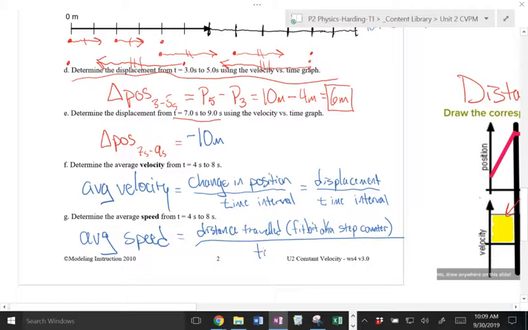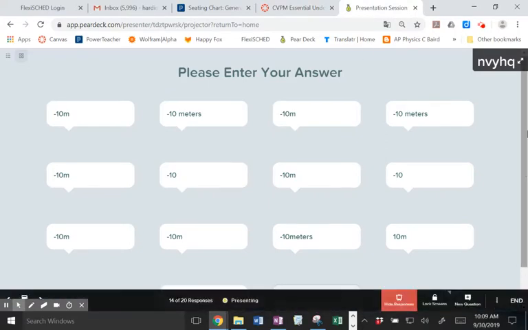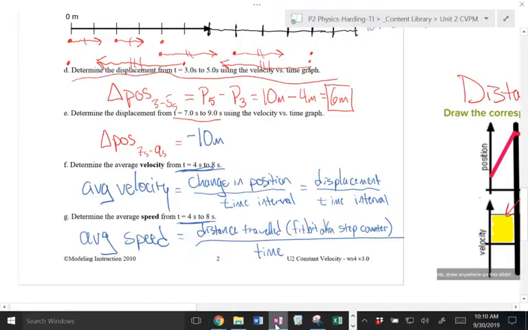Divided by the time. Pedometer, if you will, please. Okay? So find those two values: average velocity from 4 to 8 seconds, and average speed from 4 to 8. Let's just do a 2-for-1 on the pair deck, okay?